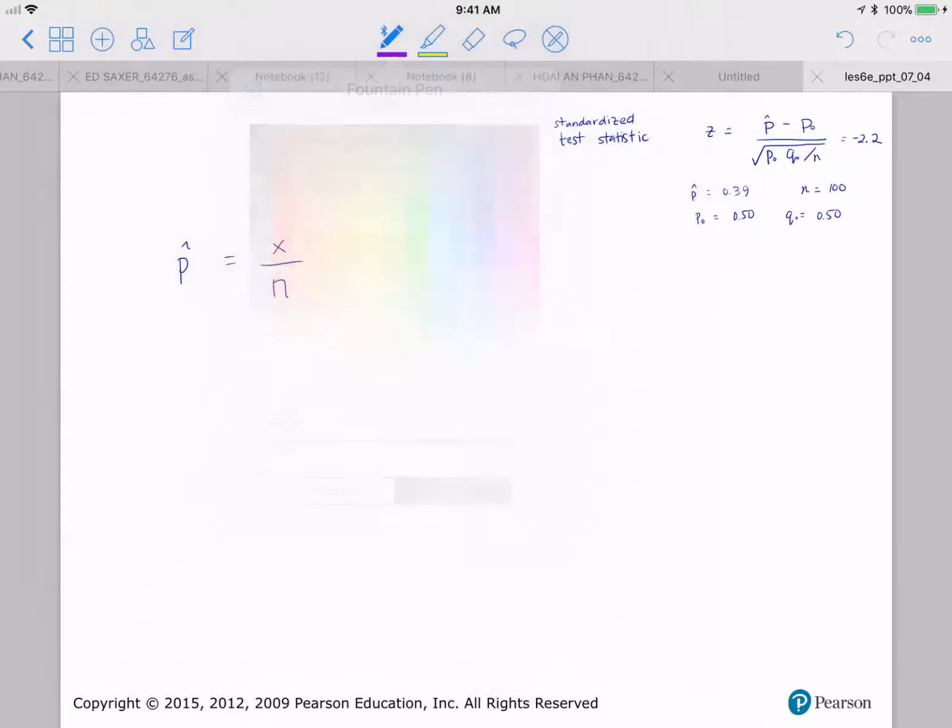Now p hat, this is your proportion. x is the number of successes, and n is the number of trials. So in this case, the trial is asking one adult, have you accessed the internet through a laptop and a wireless connection? And if they say yes, that counts towards your successes. If they say no, it doesn't.